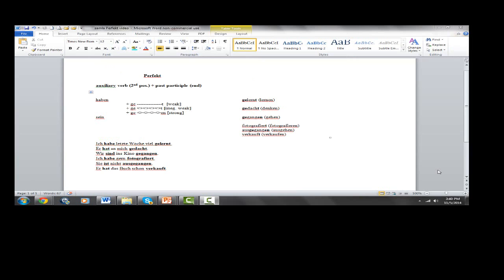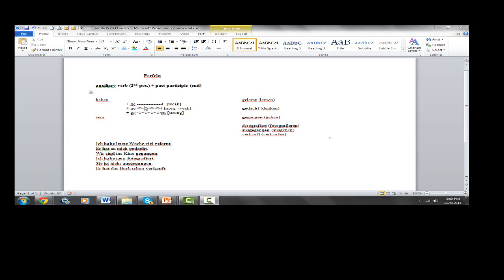The present perfect tense in German is the most commonly used past tense in the German language. It consists of two parts, an auxiliary verb or a helping verb in second position, and the past participle form of the verb at the end of the clause. For the auxiliary verb, we have two choices, haben or sein, conjugated in second position, and then for the past participle form of the verb, we have to determine first whether our main verb is a weak verb, an irregular weak verb, or a strong verb.